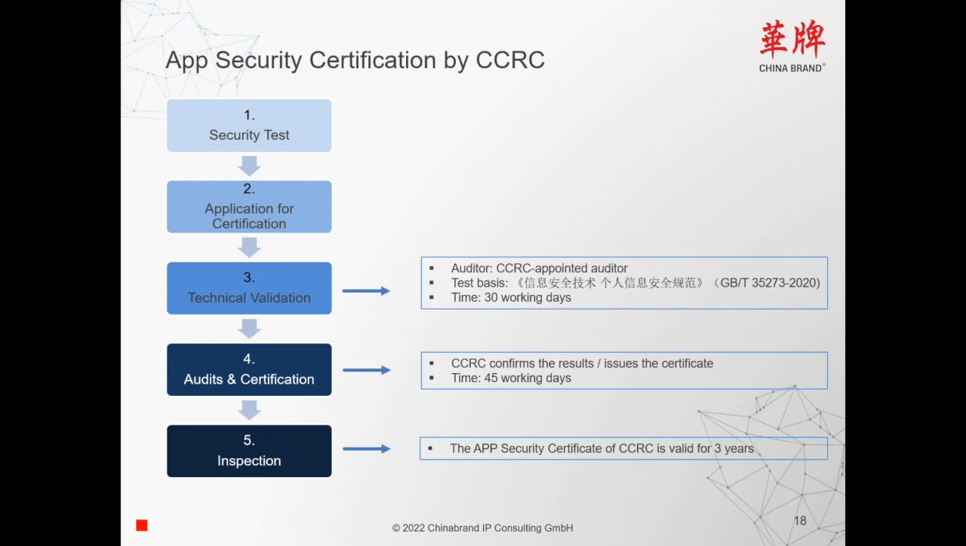But in practice, the project actually takes a long time, and it can be even from 5 months to more than a year. From discussions with other professionals as well as colleagues, it appears that the current requirements for the app security certification by CCRC are still relatively strict and high, and only about 30 apps have successfully obtained this certification so far.